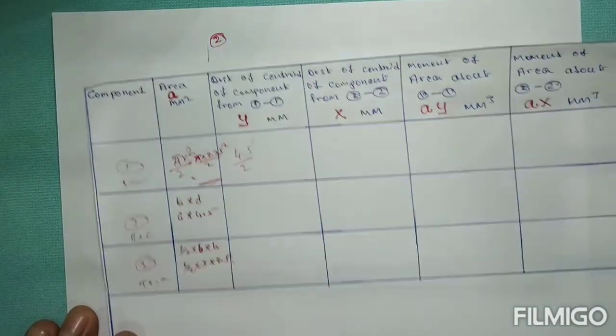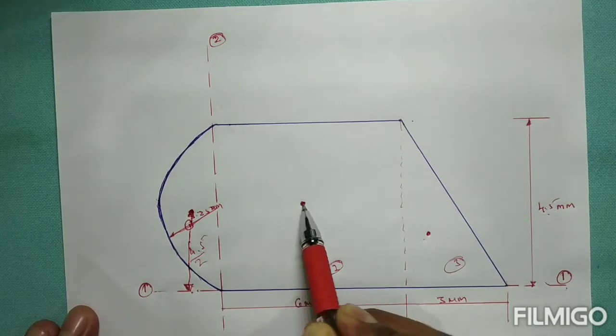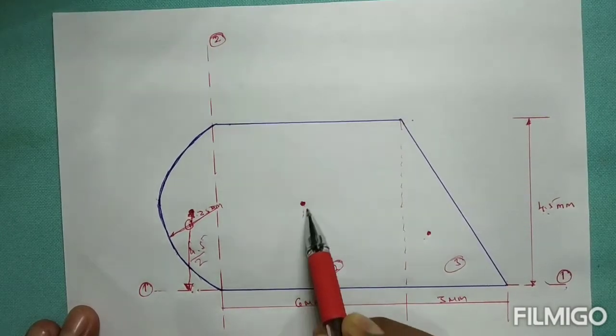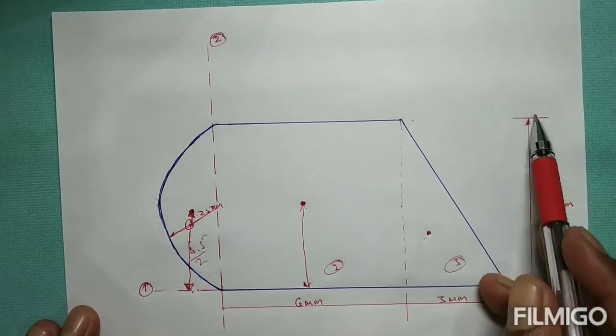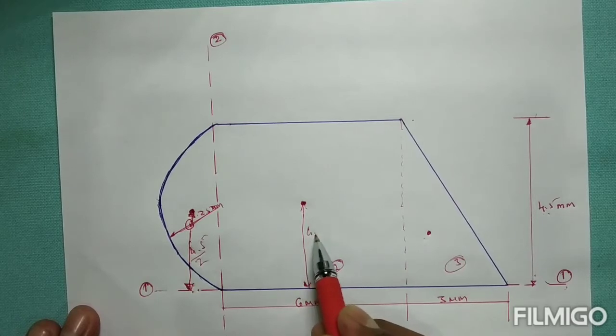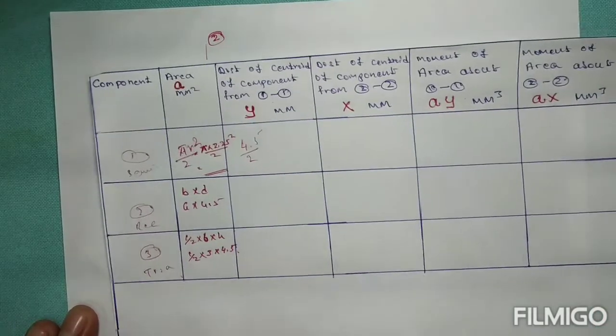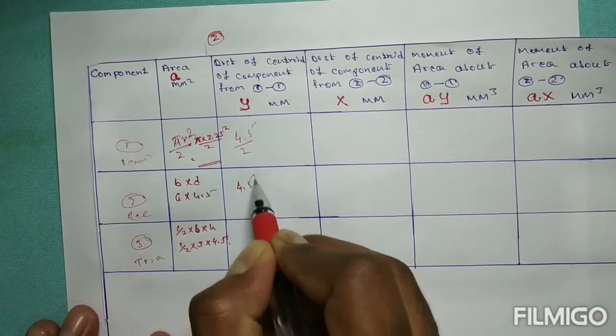Next we are concentrating on the second component, that will be exactly at the center, from here to your reference axis 1 1. This distance we need now. That will be the same, from here to here 4.5. So this will be exactly the middle. So this also is 4.5 by 2.